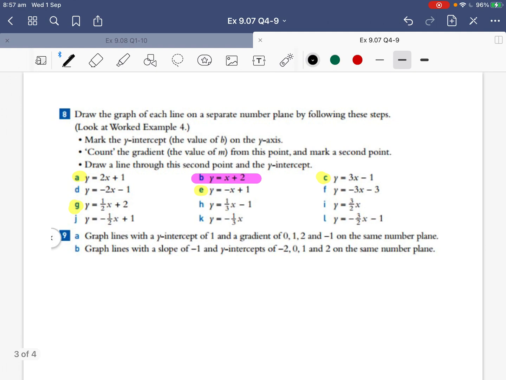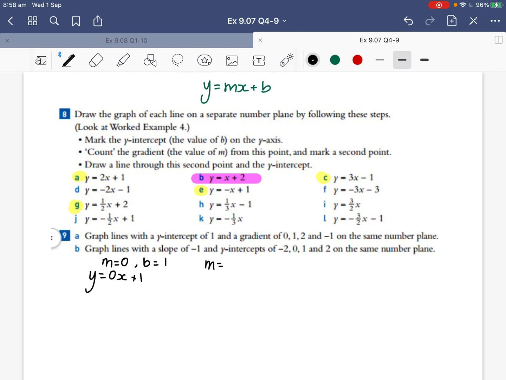And finally, question 9 is an extension or a challenge question, and we want to graph the lines with a y-intercept of 1 and a gradient of 0, 1, 2, and -1 on the number plane. So what we would be doing is graphing the lines with a gradient of 0 and a y-intercept of 1. Remember, using the form of y equals mx plus b. So we have a gradient of 0, so this will be y equals 0x plus 1 here.